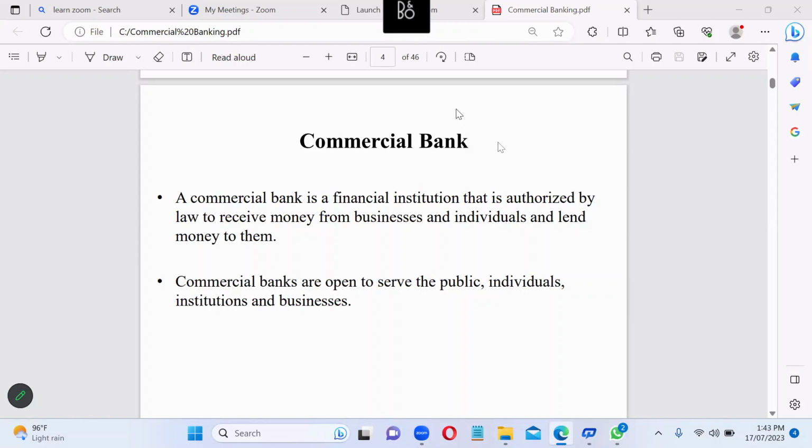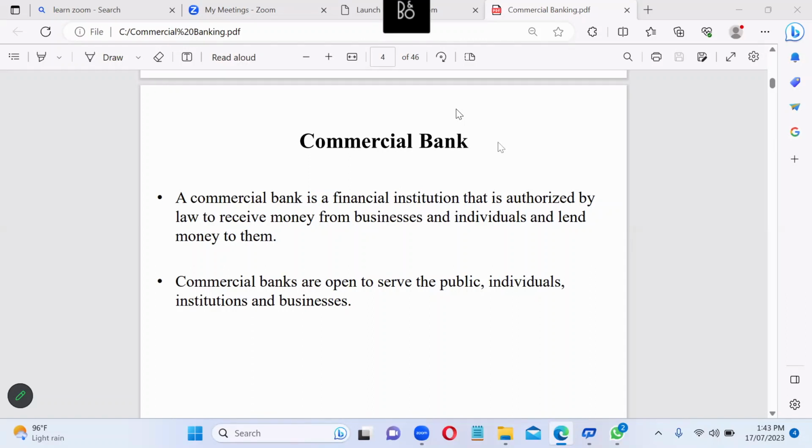Giving loans, deposits, phone services. Yes, there are some services the commercial banks are providing, but that is not the definition of a commercial bank. The commercial bank definition is different.